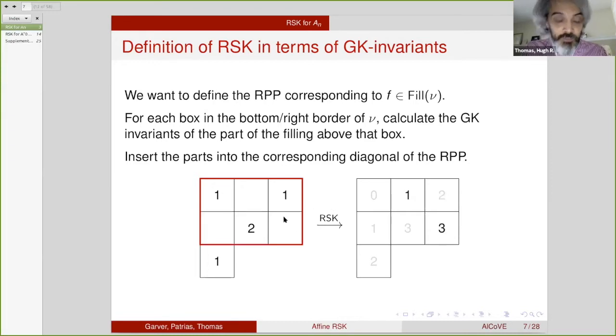Corresponding to this box, we're looking at this poset. It can't be covered by one chain. One chain can hit the 2 and the 1, but it can't hit this one as well. So we get 3 with one chain, but 4 using the 2 chains, and so we get the invariants of 3 and 1, and we put them in the diagonal here. Okay. We keep going. We calculate the Greene-Kleitman invariants here. They're 3 and 0. We put them in the corresponding diagonal, and again, and again. Okay. So that gives you one way to define, it turns out, RSK.